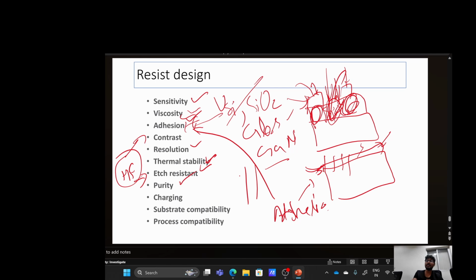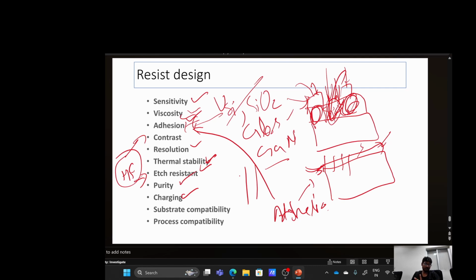Purity: it should not contaminate your wafer. If there are any metal contaminants in it and you are using it for CMOS purposes, these metal ions or contaminants can diffuse down inside the silicon, and then this can hamper your device.